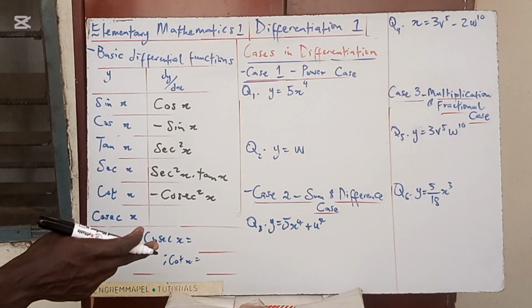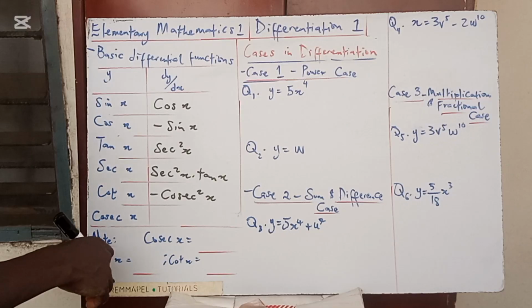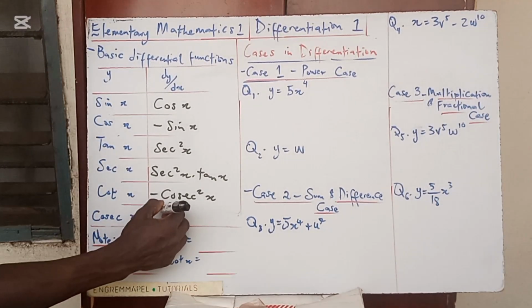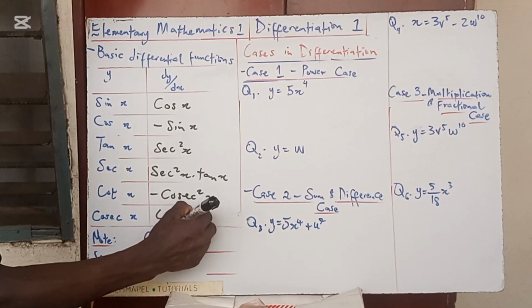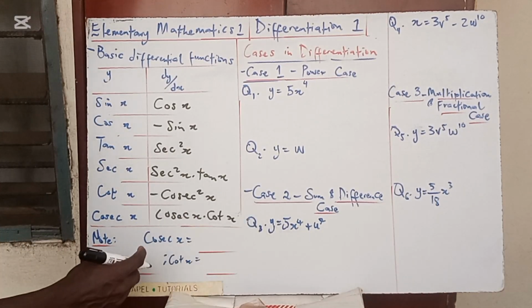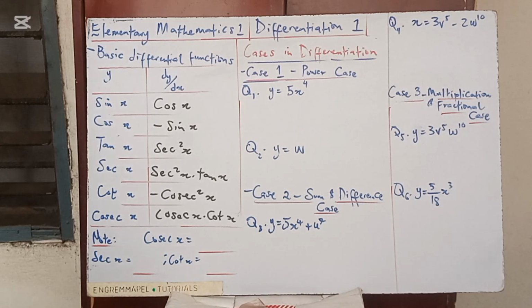Now for cosec, if you are differentiating cosec x, you will have minus cosec x and cot x. You just have to know this, cosec x and cot x. So these are the basic differential functions I can say we need for now, just to know the basics.